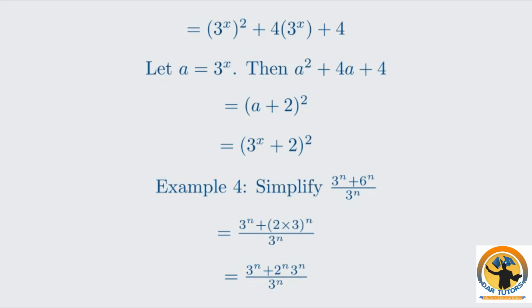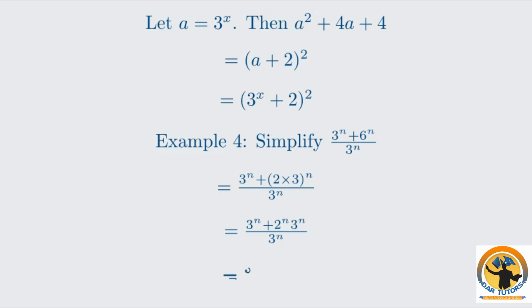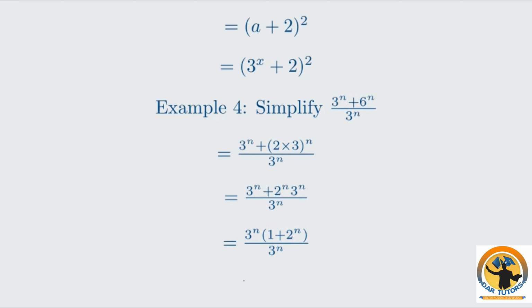Now, the numerator is 3 to the power of n plus 2 to the power of n times 3 to the power of n. We can factor out the common term, 3 to the power of n. This gives us 3 to the power of n times the quantity 1 plus 2 to the power of n, all divided by 3 to the power of n. The 3 to the power of n in the numerator and denominator cancel out, leaving us with the simplified expression 1 plus 2 to the power of n.